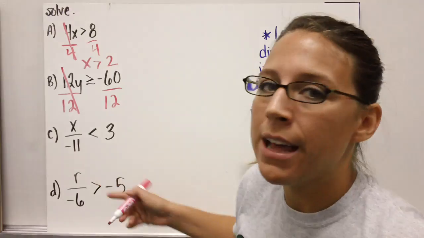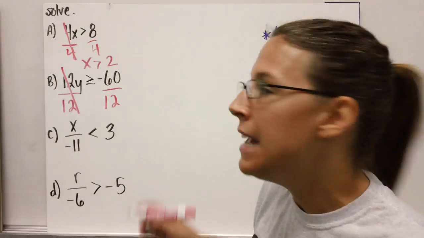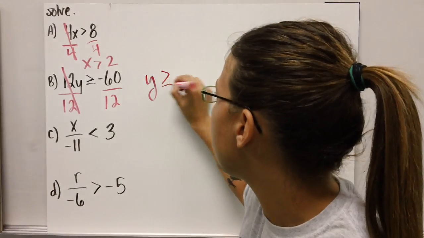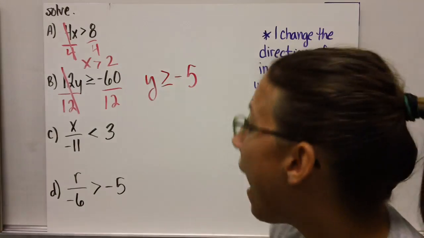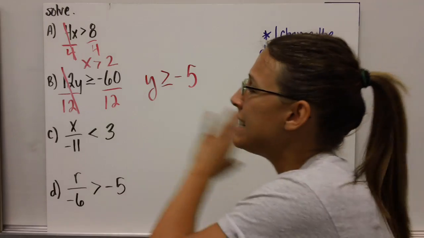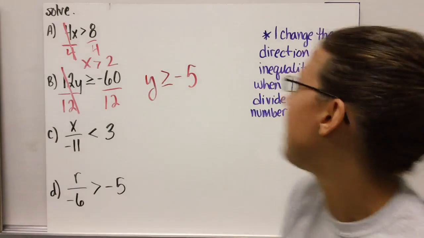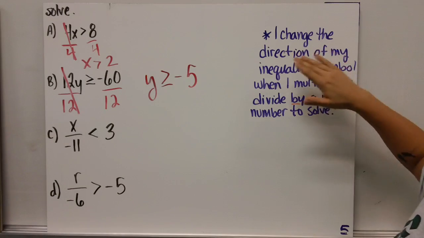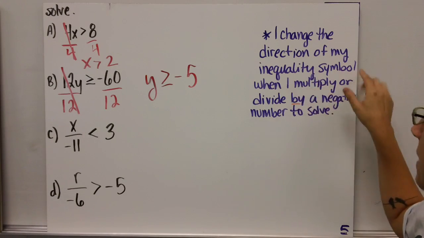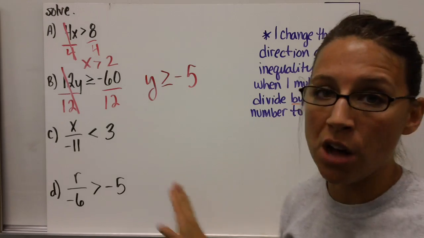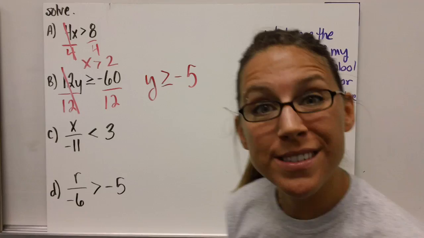I'm dividing by a positive. That word by is important. So y, 1y, is greater than or equal to -5. And that's it. I didn't have to change the symbol because I divided by a positive to solve this. I didn't divide by a negative. Here is the point. I change the direction of my inequality symbol when I multiply or divide by a negative number to solve. Like here in example C.